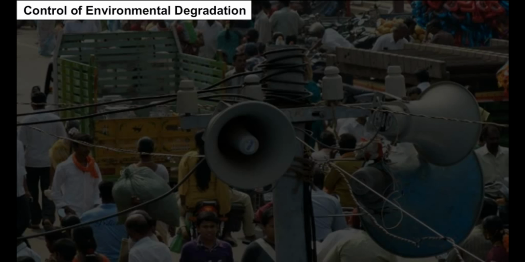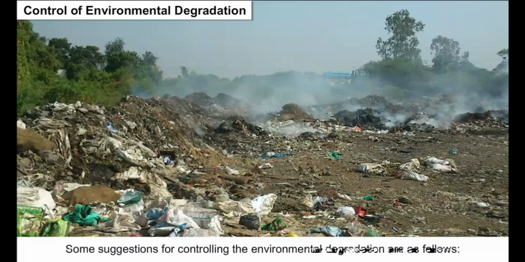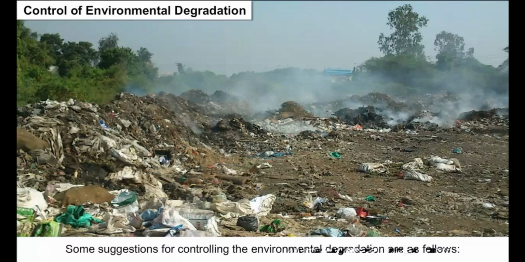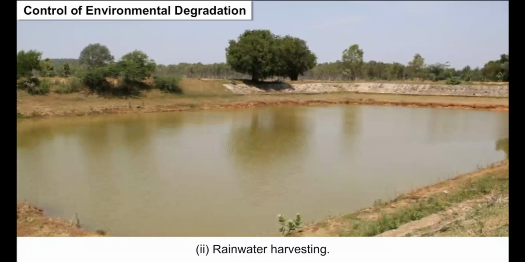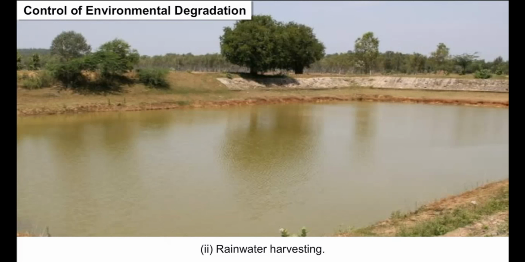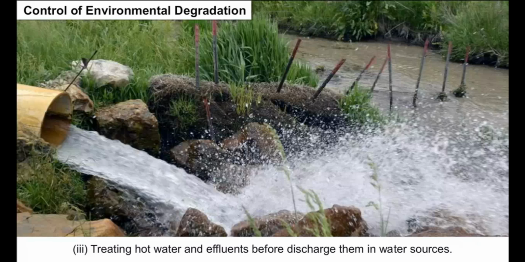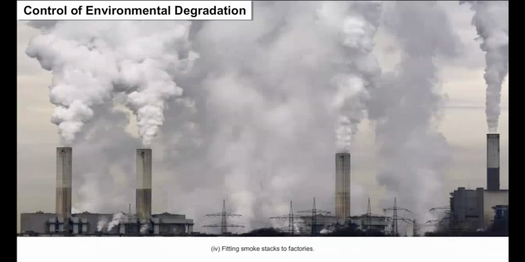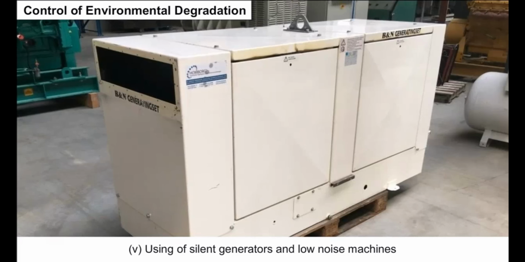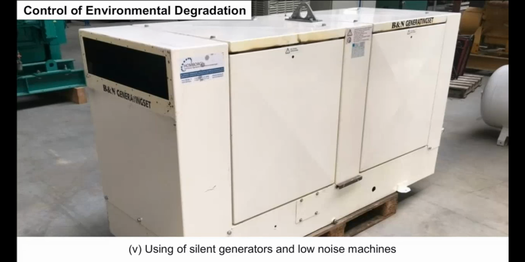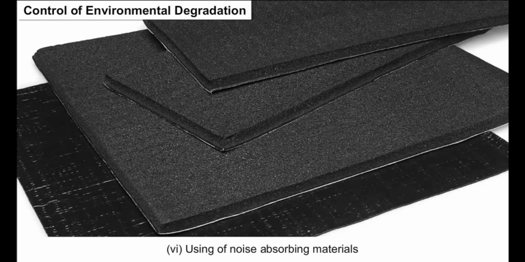Control of environmental degradation. Some suggestions for controlling the environmental degradation are as follows. 1. Recycling and reusing of water. 2. Rainwater harvesting. 3. Treating hot water and effluents before discharging them in water sources. 4. Fitting smokestacks to factories. 5. Using silent generators and low-noise machines. 6. Using noise-absorbing materials.